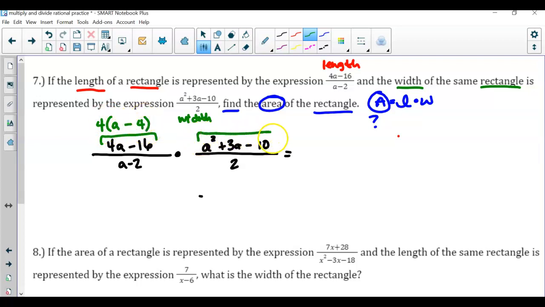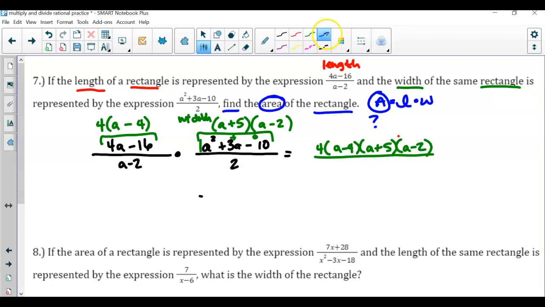Then here I've got my trinomial, a is 1. I'm going to go straight to parentheses. What two numbers multiply to get you negative 10 and add to get you 3? Positive 5 and negative 2. So as we multiply right straight across, we leave it still in factored form. So 4 times a minus 4, but then times our second.